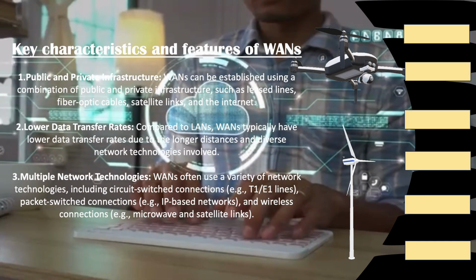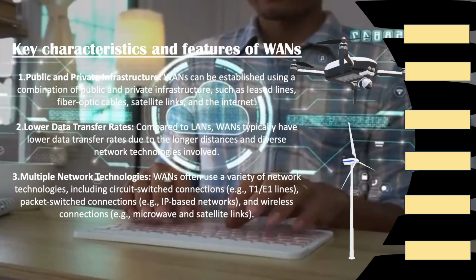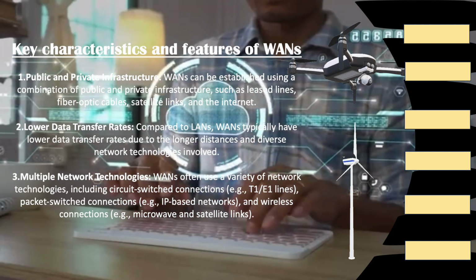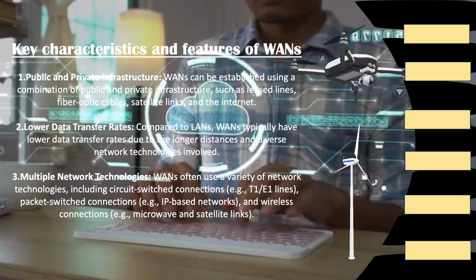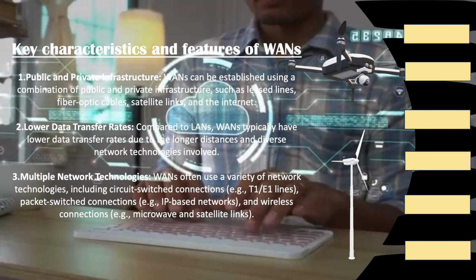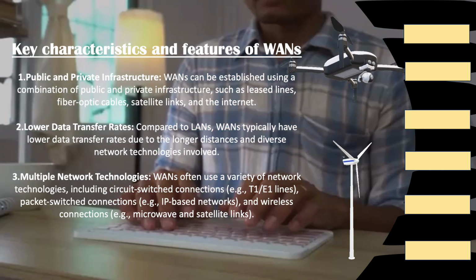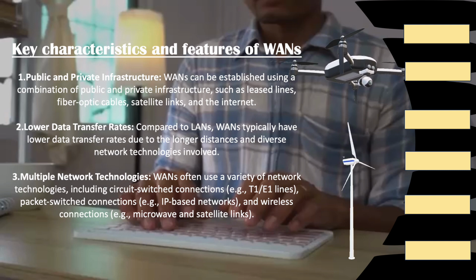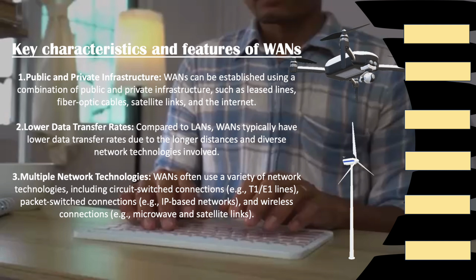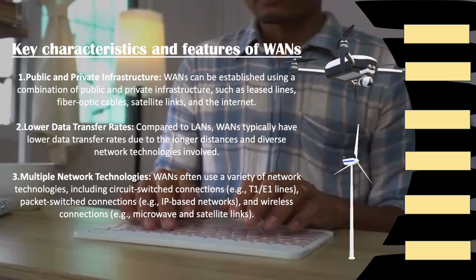Key characteristics and features of WANs include: first, large geographical coverage. WANs can cover vast distances, connecting devices and networks that are separated by considerable physical distances. Second, public and private infrastructure. WANs can be established using a combination of public and private infrastructure such as leased lines, fiber optic cables, satellite links, and the internet.